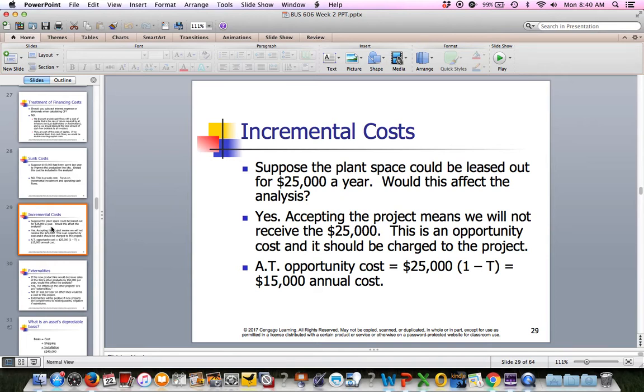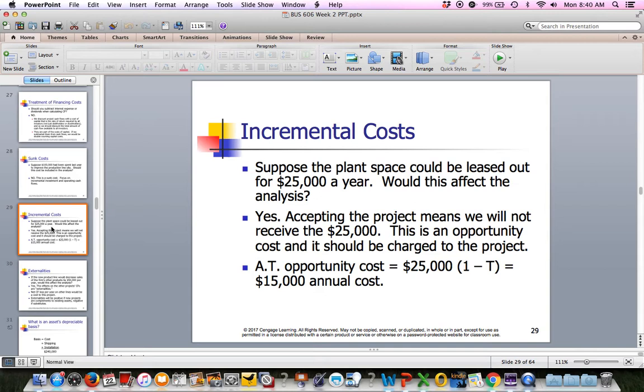And another example of an incremental cost, it says, we're going to buy new equipment and put it into some empty factory floor space that we have. But it says instead of doing that, we could easily just lease out some of the space to somebody else, and we'd make $25,000 a year if we did that. So that's incremental, right? Because that's change. It's either lease it for $25,000 or buy a bunch of equipment and manufacture a new product. It's one or the other.